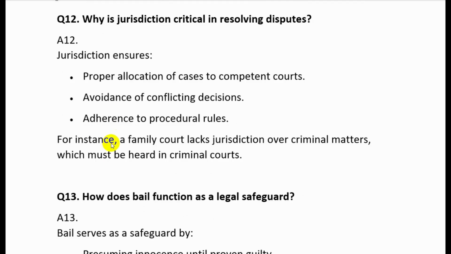Next, why is jurisdiction critical in resolving disputes? Jurisdiction ensures proper allocation of cases to competent courts, avoidance of conflicting decisions, and adherence to procedural rules. For instance, a family court lacks jurisdiction over criminal matters, which must be heard in criminal courts.